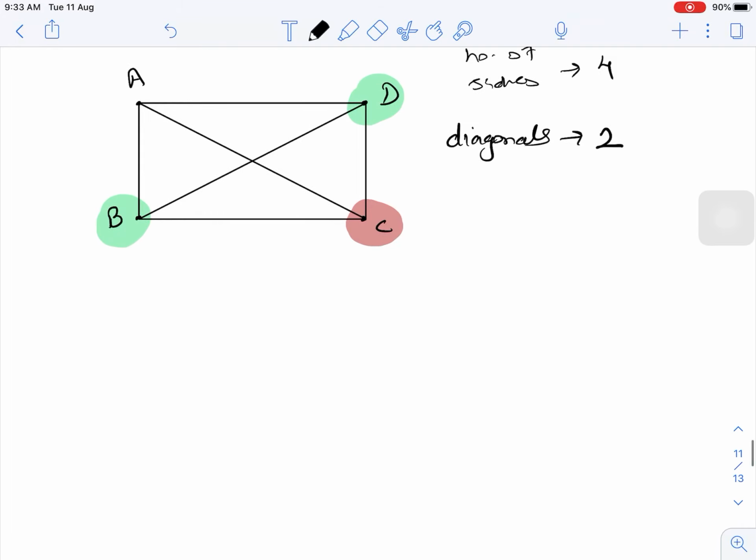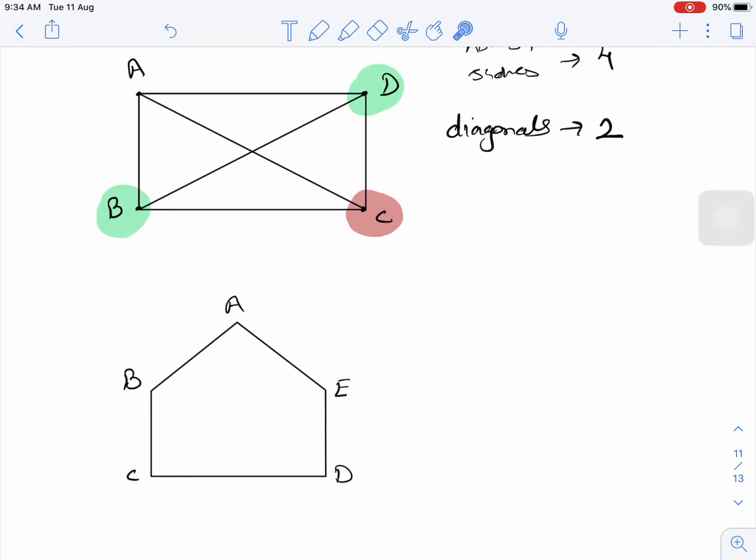Now let us consider another figure. How many sides are there? 1, 2, 3, 4, 5. So the given figure is a pentagon. Let us name this figure also: let the points be A, B, C, D and E. In this polygon there are 5 vertices: 1, 2, 3, 4 and 5.